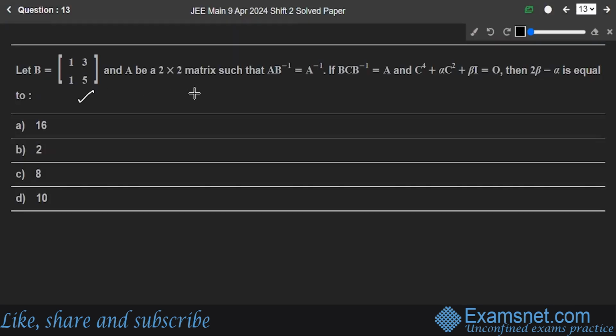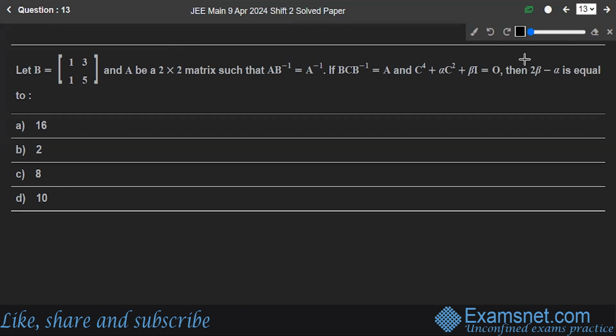Question number 13. Let B be this matrix and A be a 2 by 2 matrix such that AB inverse is equal to A inverse and BCB inverse is equal to A. C power 4 plus alpha C square plus beta I is equal to 0, and 2 beta minus alpha is equal to what? So, okay, here you have many things. Let's say, first of all, you are given over here that B is equal to this matrix and AB inverse is equal to A inverse.